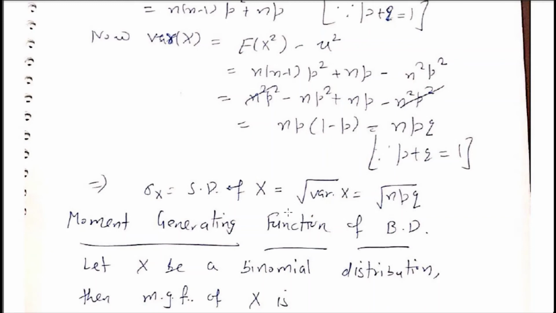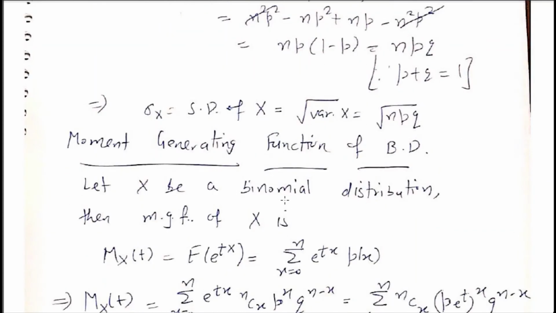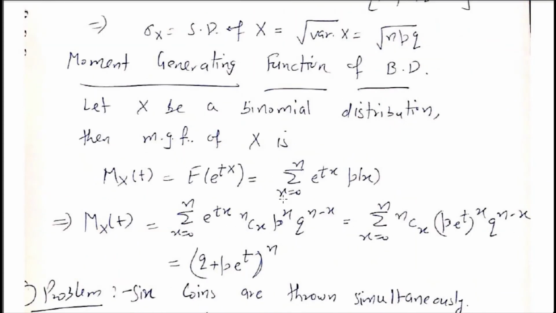And the standard deviation will be the square root of the variance of x, that is equal to the root of n into p into q. Now take a look at the moment generating function of the binomial distribution. We know that the moment generating function for any random variable x is the expectation of e raised to power tx. Because it's a discrete random variable, it is summation x from 0 to n of e raised to power tx into p(x). Here the value of p(x) is nCx p raised to power x q raised to power n minus x. So e raised to power tx into p raised to power x can be written as (p into e^t) raised to power x.